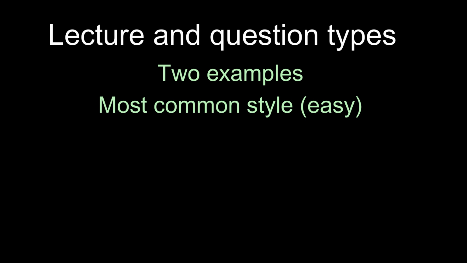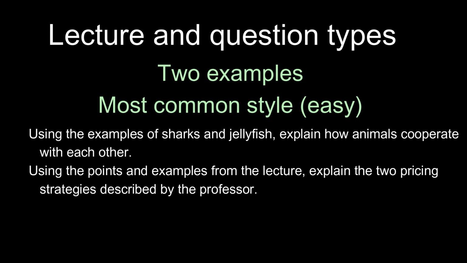Here are sample examples of typical questions. Using the examples of sharks and jellyfish, explain how animals cooperate with each other. Using the points and examples from the lecture, explain the 2 pricing strategies described by the professor. The first question is about animal cooperation, illustrated by 2 examples, and the second question is about 2 pricing strategies.